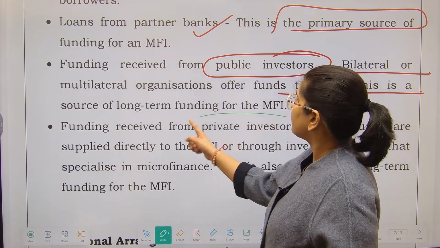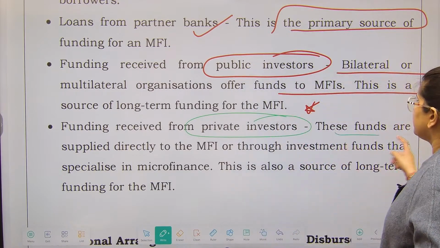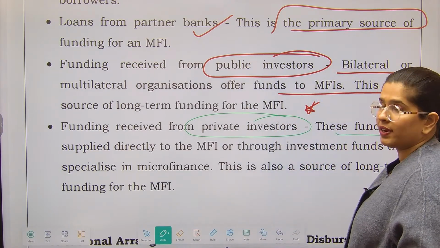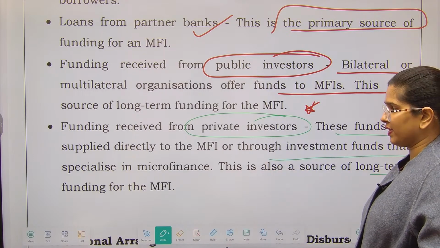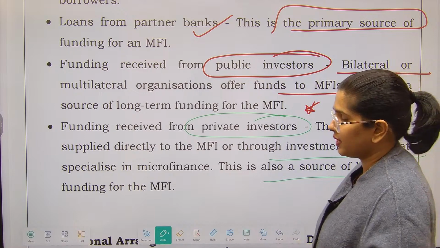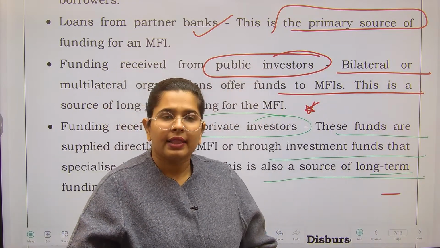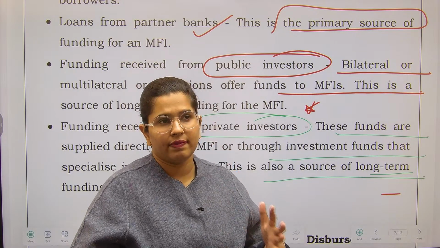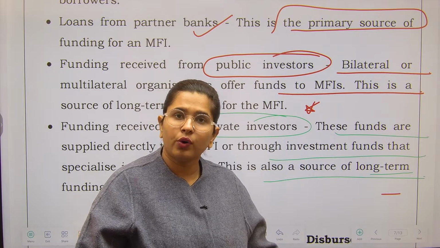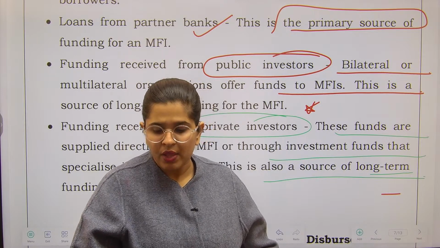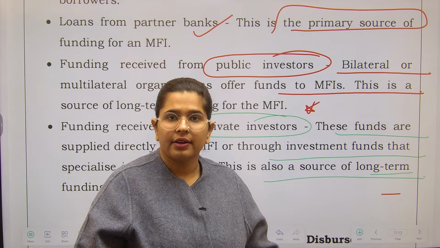After that we have the funding that is received from private investors. These funds are supplied directly to microfinance institutions or through investment funds that specialize in microfinance. This is also a source of long-term funding. See, what happens is, what are investment funds? They have the money of investors and they want to invest in such places where they will get good returns on their investment, okay?